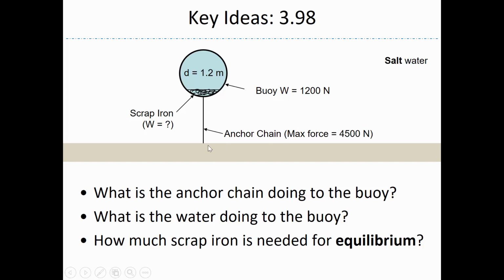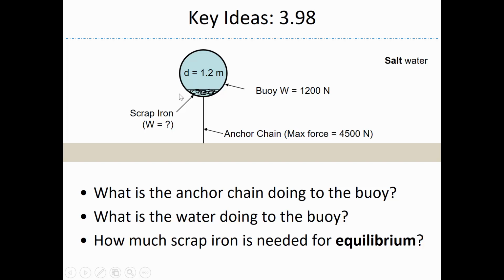So think about this anchor chain. What it's doing is it's pulling down on the buoy. And so when you do a force balance on this, the buoyant forces are going to be up, the weight is going to be down, and the tension in the cable is also going to be down. And they tell you what the maximum tension in the cable can be.